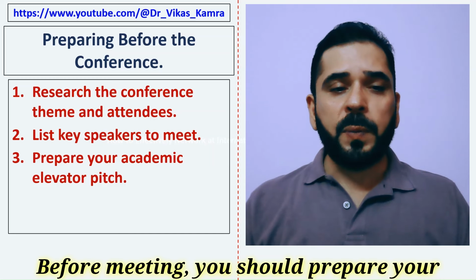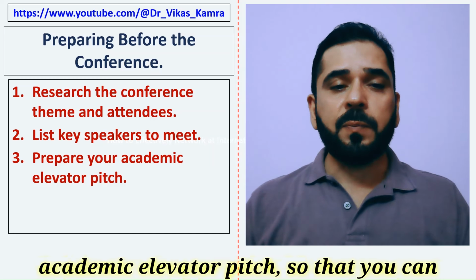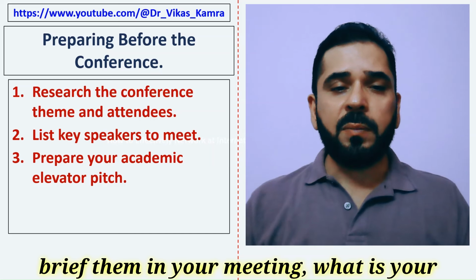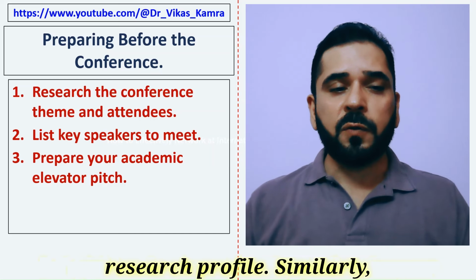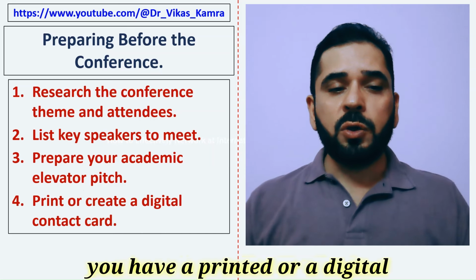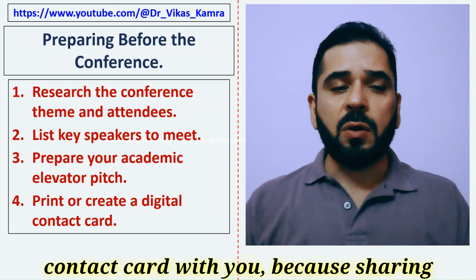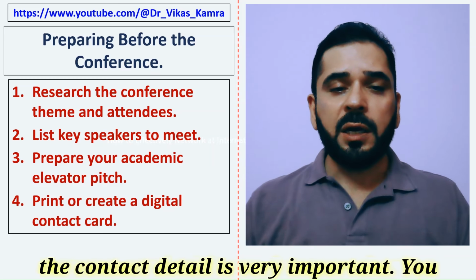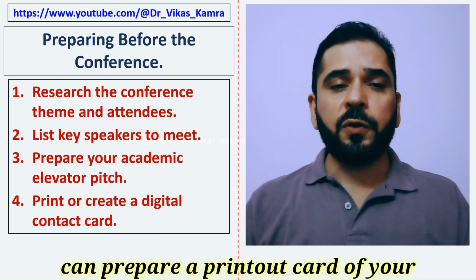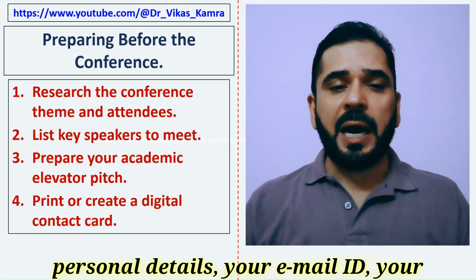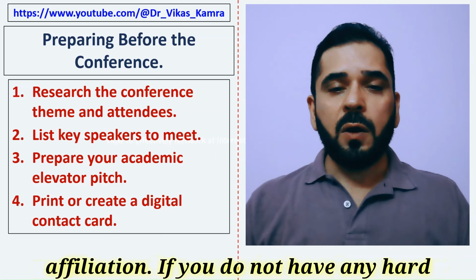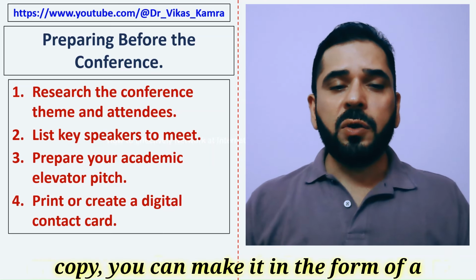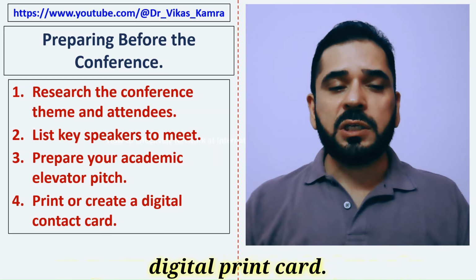If you are attending any conference, you can meet the speakers who are experts in that particular area. Before meeting, you should prepare your academic elevator pitch so that you can brief them in your meeting what is your academic profile and what is your research profile. Similarly, have a printed or a digital contact card with you because sharing the contact detail is very important. You can prepare a printout card of your personal details, your email ID, your contact number, your designation, or your affiliation. If you do not have any hard copy, you can make it in the form of a digital card.